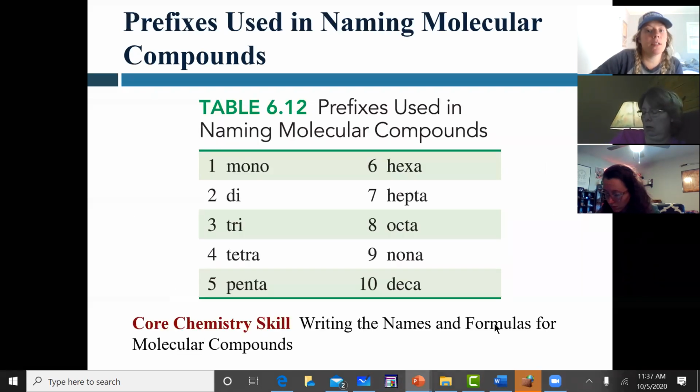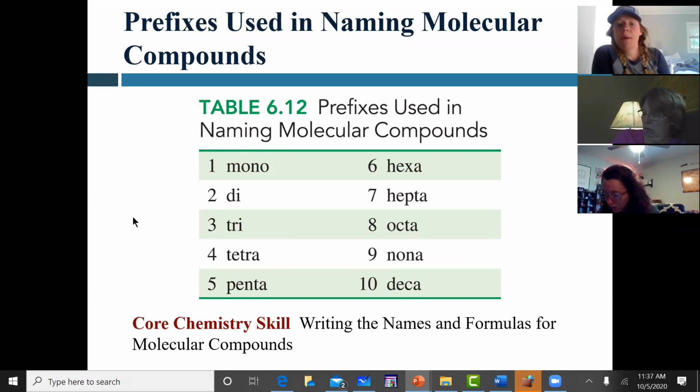So here are all the prefixes. 1 is mono, 2 is di, 3 is tri, 4 is tetra, 5 penta, like a pentagram, 6 hexa, hexagram, 7 hepta, 8 octa, 9 nona, and 10 deca. You do need to know 1 through 10. So you pretty much just smush these things in front of the elements.